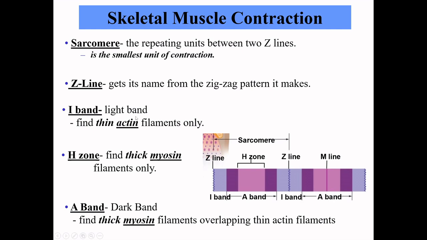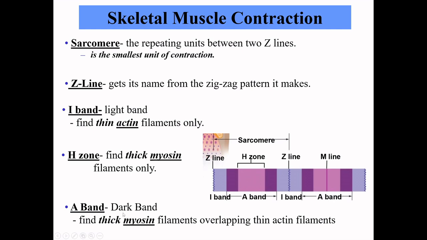The I band is the light band, and when I say light band, I mean light in color. So that is going to be the grayish blue area. And it's in this area that we only find the thin actin filaments. They're only the thin filaments, so that's why it's lighter in color, because we just have these little thin filaments laying down. Only the actin is in there. The H zone, the pink in the middle of our sarcomere, that is where we find only our thick filaments. So only the myosin is in that area, in the H zone.